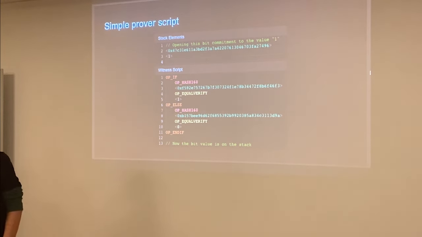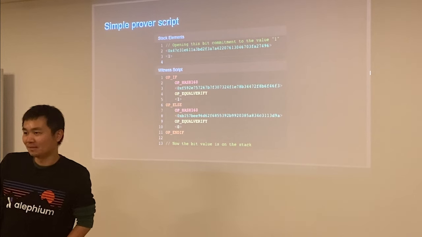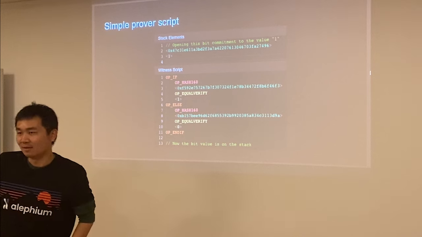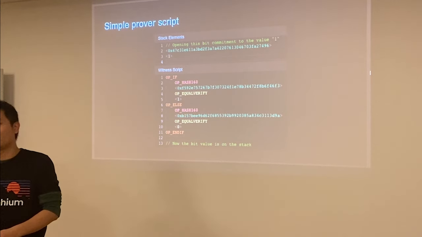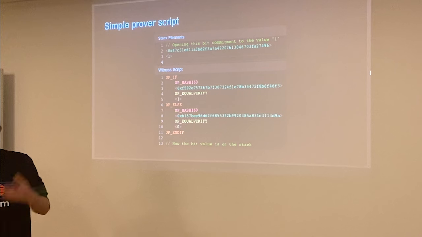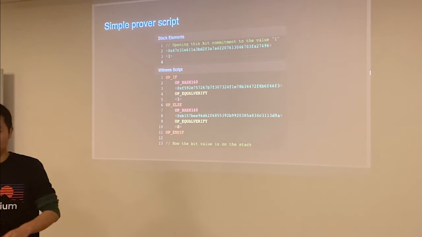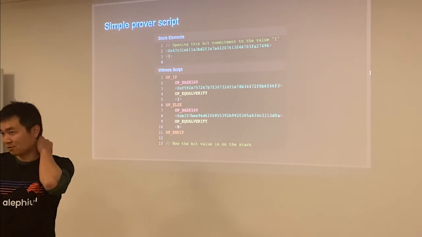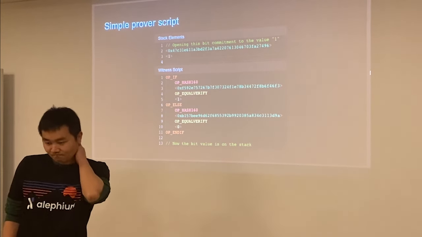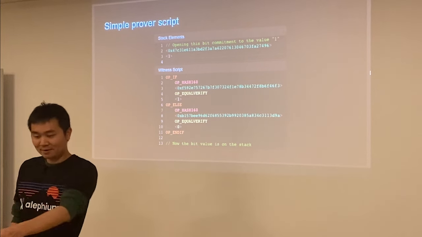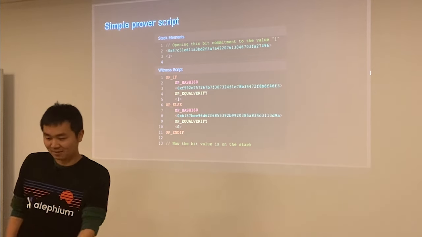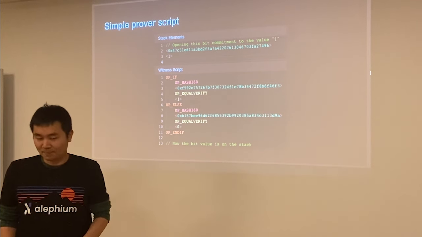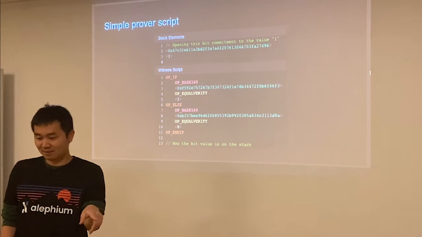So in Bitcoin, the virtual machine is stateless. It means you cannot store the price of Bitcoin on the blockchain and then have some other dApps or other UTXOs use it. You cannot do that. But BitVM, they managed to do that. So here's the core innovation, this very simple script. They call it the bit value commitment.